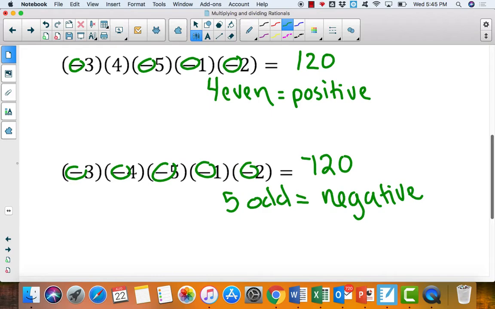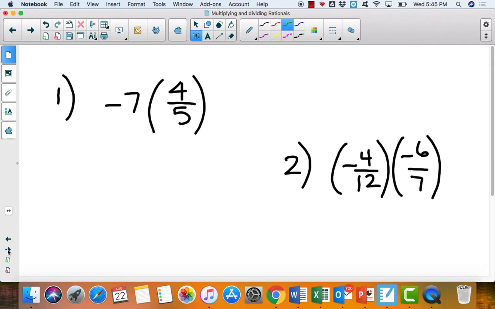So use that rule of counting the negatives. All right, your notes give you some steps for multiplying. So we're going to multiply some fractions first. Your step number 1 says to make sure both fractions are written as fractions. This is a whole number. I need to rewrite it as a fraction. Negative 7 over 1 times 4/5.